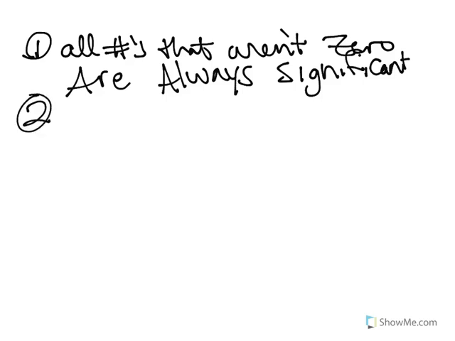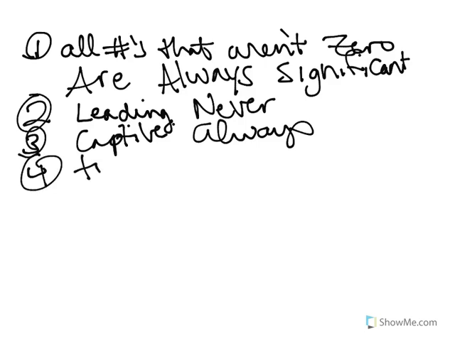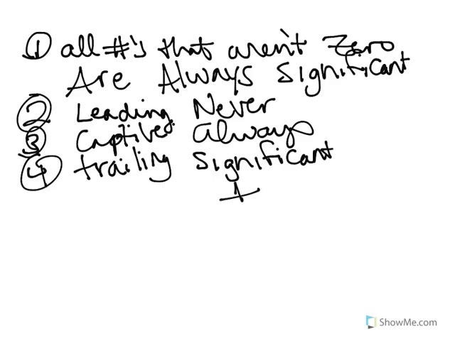Second, zeros. There are three kinds of zeros: leading, captive, and trailing. Leading zeros are never significant. Captive zeros are always significant. And trailing zeros are significant if there's a decimal point anywhere in the number. Significant if decimal point. And again, it does not matter where the decimal point is, only that there is one.